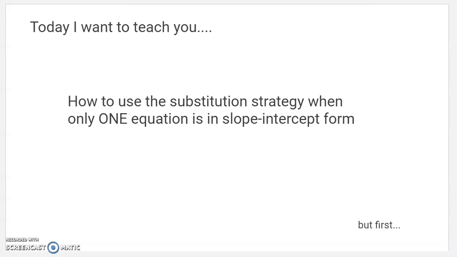Today I want to teach you how to use the same substitution strategy as yesterday, but when only one equation is in slope-intercept form rather than both. So if you would, make this your next title and close that up and concentrate, clear out those distractions, and unpause when you're ready to go.